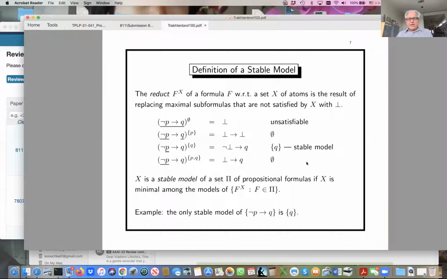So you can see the definition of a stable model uses a kind of fixed point construct. It tells us how to check whether X is a stable model. You construct the reduct and then you check whether X is a minimal model of the reducts of the elements of Pi. And the question that we're going to address is how to find stable models of a given set of formulas.